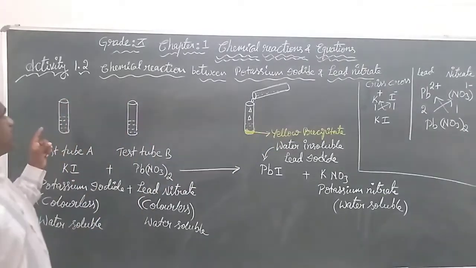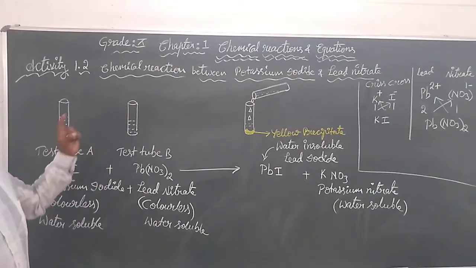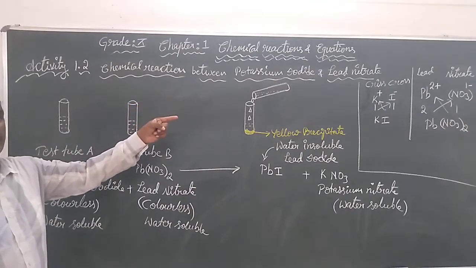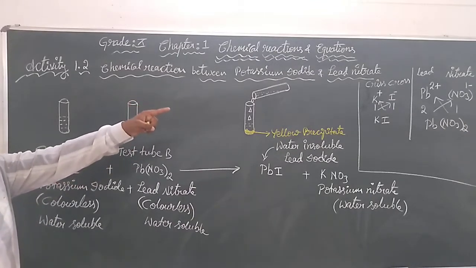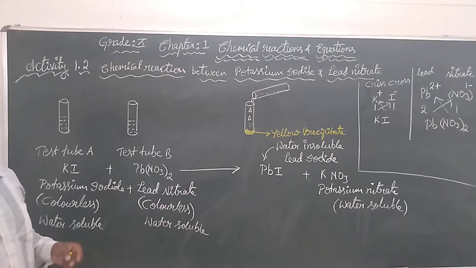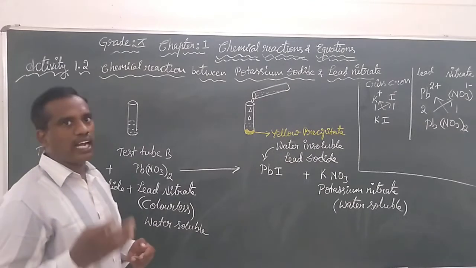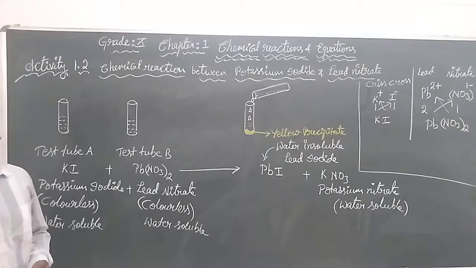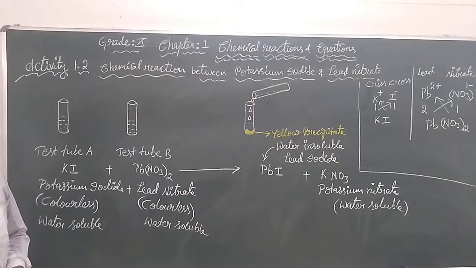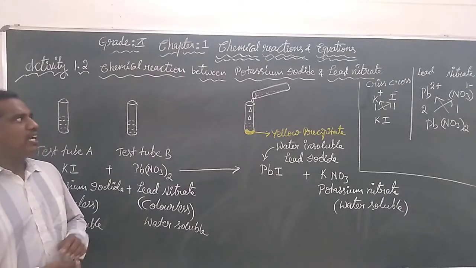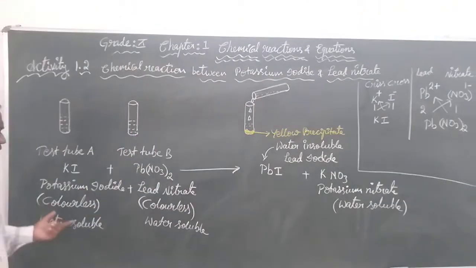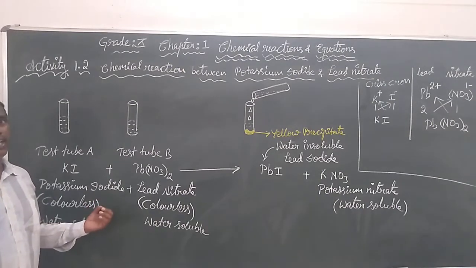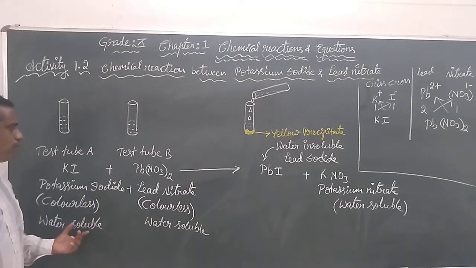Now our activity 1.2 in chapter number 1, the second activity, is going to study the chemical reaction between potassium iodide and lead nitrate. These are salts. A salt is a neutral substance that is generally soluble in water. There are many kinds of salts. In this case, potassium iodide is a water soluble salt. Hence, it is colorless.